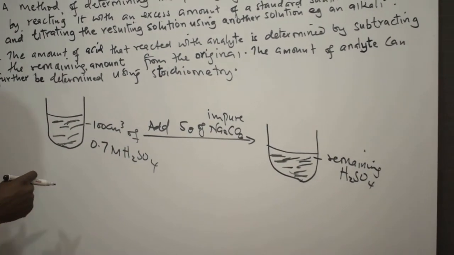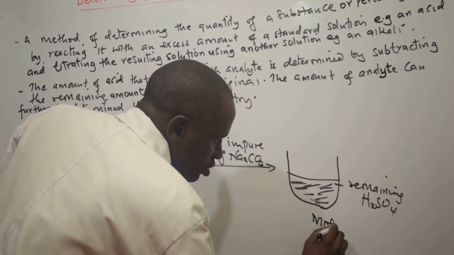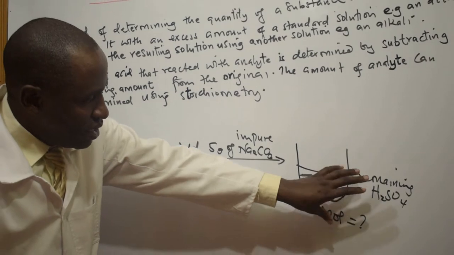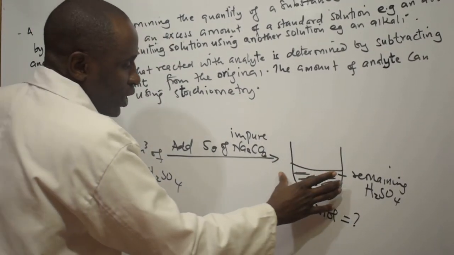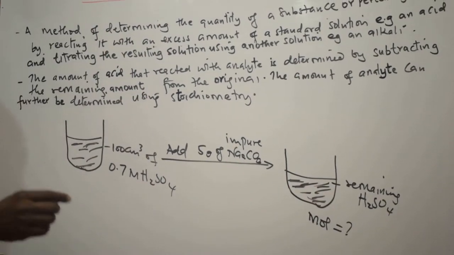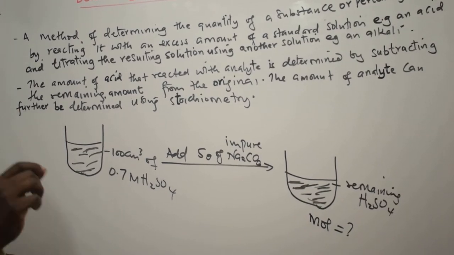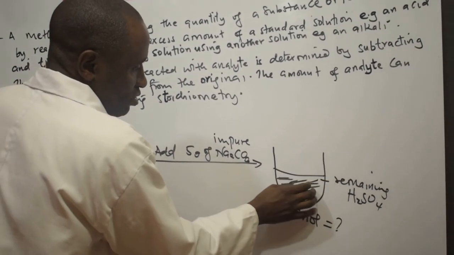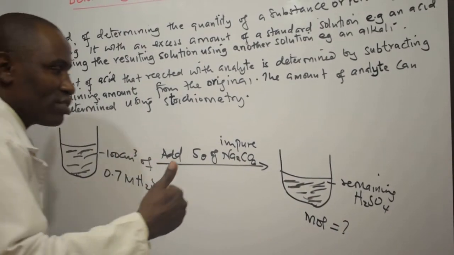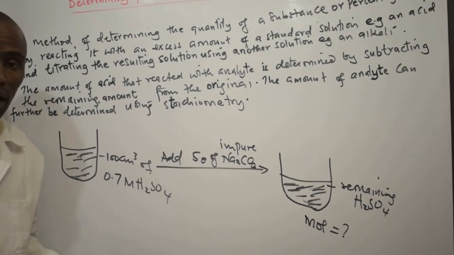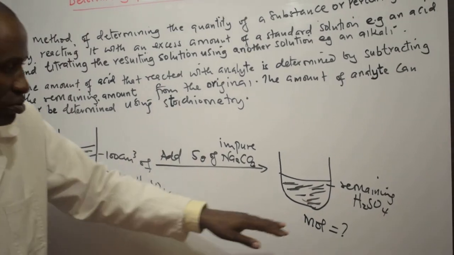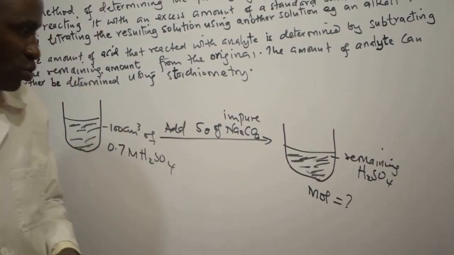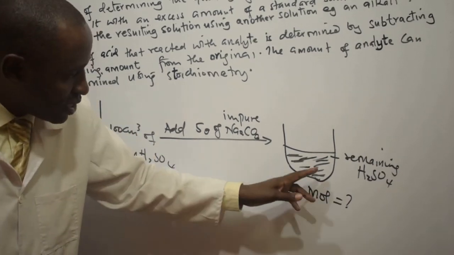Now, what we are saying here is that we are going to work out the moles of sulfuric acid remaining from titration. We can determine it by using a standard solution of an alkali like sodium hydroxide. So basically, in practical, we're going to pipette part of this, and then we titrate it with a standard solution of sodium hydroxide. With this, we'll be able to know the amount of sulfuric acid, for example, in 25 cubic centimeters of this. And with 25, what about 100? We'll be able to work out the total number of moles in the 100 cubic centimeters of the resulting solution.